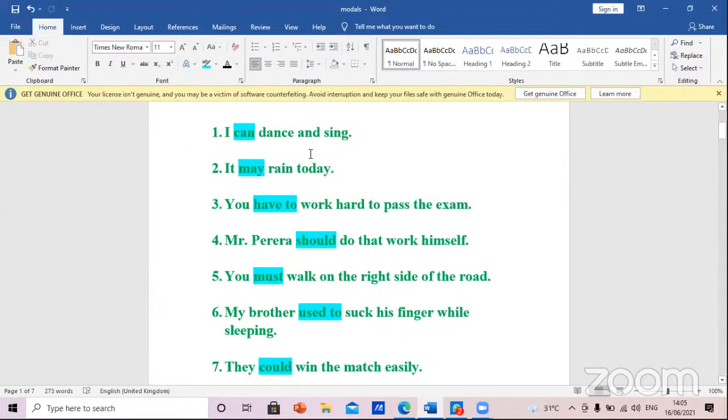Number one, I can dance and sing. I can dance and sing. It may rain today.